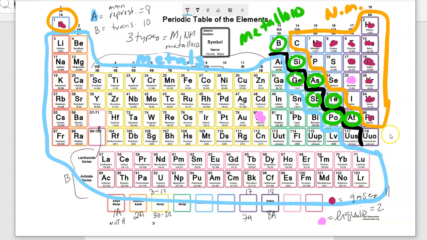If you notice a trend here, a very valuable trend to see, is anyone closest to the staircase on the nonmetal side, so carbon, phosphorus, sulfur, selenium, iodine, all of these that are closest to the staircase, they're all solids. But where are the gases? Those are the elements further away from the staircase. So that's how you remember.